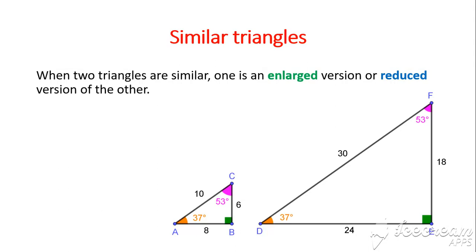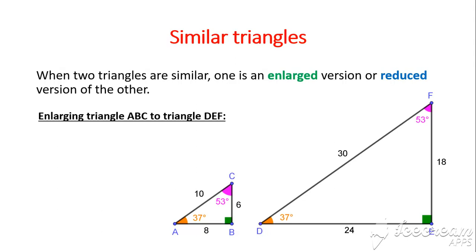All right, now what we're going to focus on in this video is the enlargement or the reduction of each other. So when two triangles are similar, one is an enlarged version or a reduced version of the other. Now, enlarge means to get bigger and reduce means to get smaller.